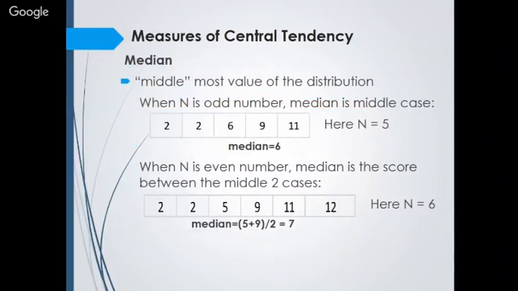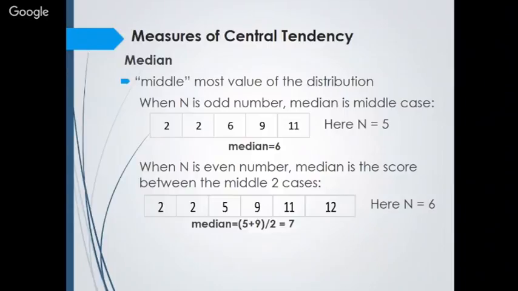Next item in the measures of central tendency is median. Median is the middlemost item of the distribution. Middlemost item means first we have to arrange the data series in ascending or descending order. After that we can take the middlemost item. If the total number of items in the series is n, how can we find the middlemost item? It is (n plus 1) by 2.